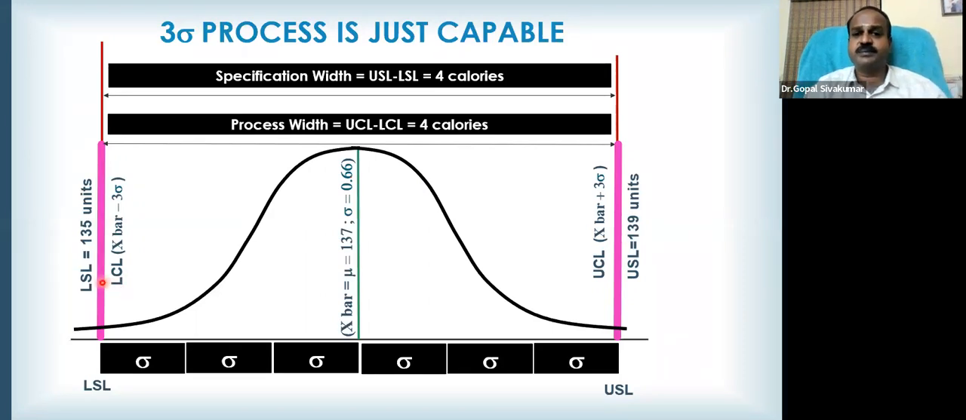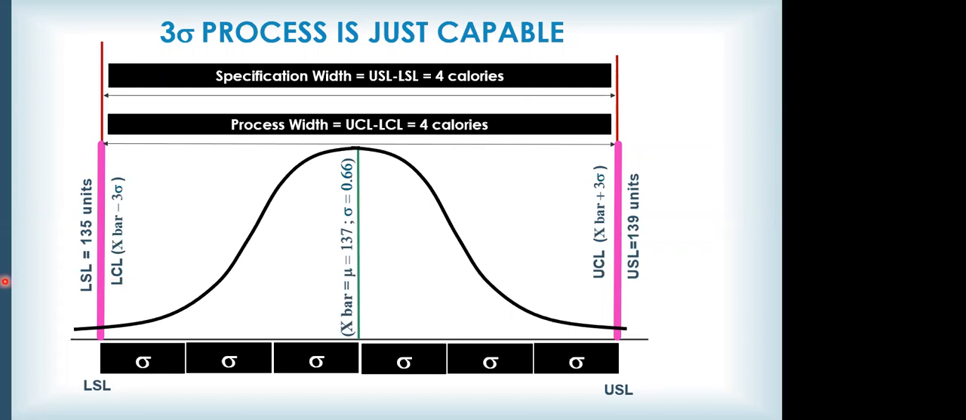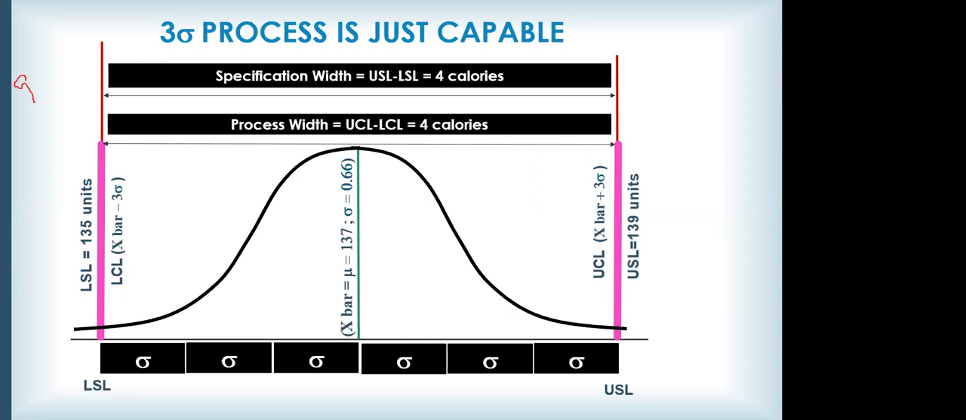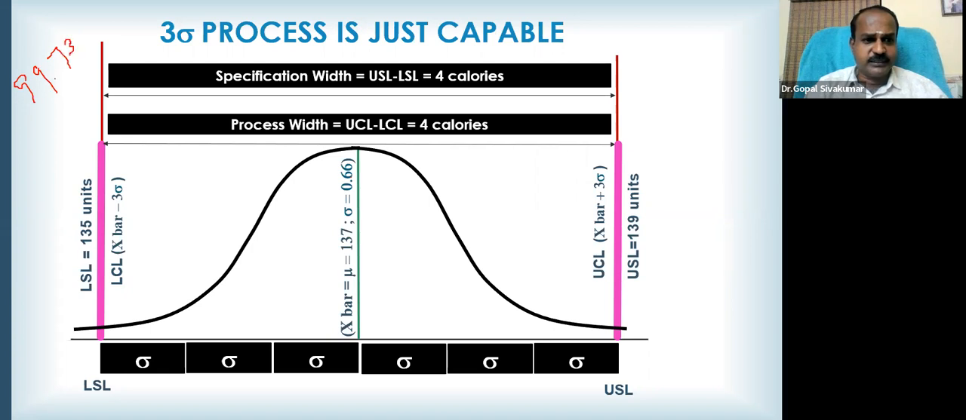Can you say like that? Yes. Where do I get this number 99.73 from? From the knowledge of normal distribution. According to normal distribution, it is very clear that 99.73% of your points will lie inside the control limit. And my control limit is touching the specification limit. So 99.73% of the milk bottles will be inside the specification.